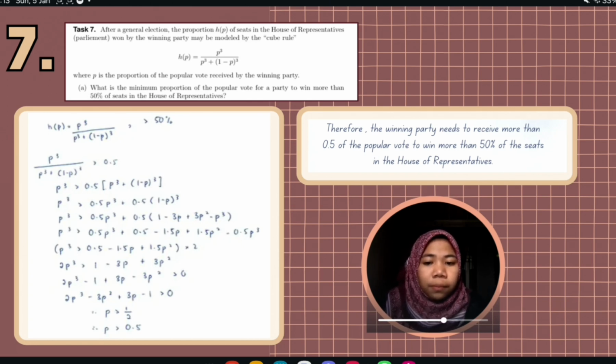Then we move the right-hand side to the left-hand side, and we get 2PQ minus 3P squared plus 3P minus 1 is more than 0. Inserting the values into the calculator, we get P is more than 0.5. Therefore, the winning party needs to receive more than 0.5 of the popular vote to win more than 50% of the seats in the House of Representatives.